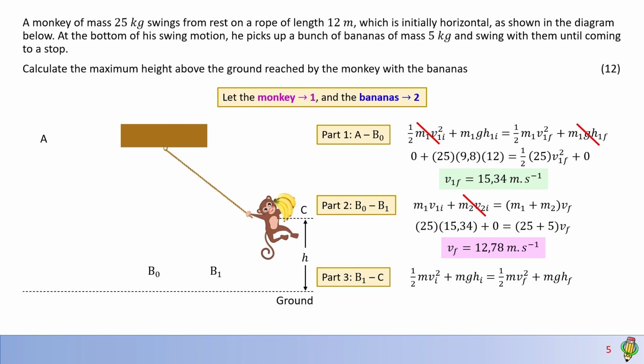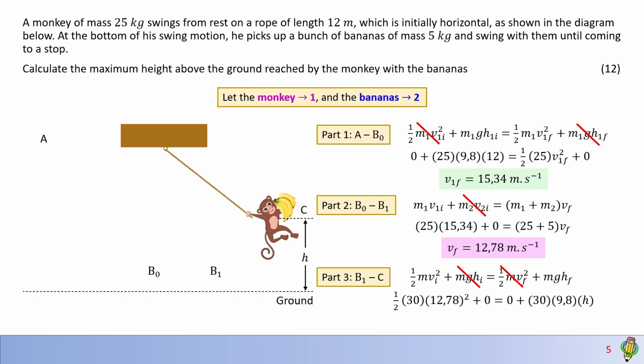Okay, let's cancel the terms that are zeros. Does the happy monkey have an initial kinetic energy? Yes, it does, because it's going to leave the ground at a certain velocity, so that term is not zero. Does the monkey with his bananas have initial potential energy? No, because at B1 they are still on the ground, so that term becomes zero. Now, does the monkey with the bananas have final kinetic energy? They will come to a stop at the end of their swinging motion at position C, so that term is zero. But we know they do have a height above the ground, so they will have final potential energy.